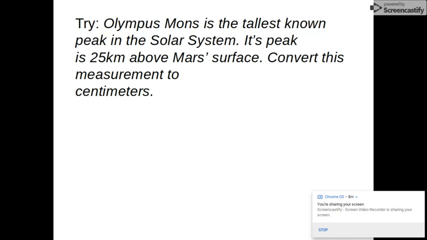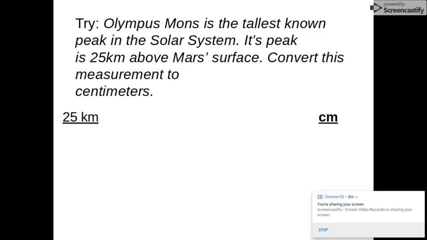Okay, so we are converting here. This is a word problem. You need to know, firstly, what are we doing in this problem? What is the goal for this problem? Well, we are converting 25 kilometers into centimeters. Okay, so firstly, we're building the bridge. What do we have to start out here? What is given to us in the question? Well, the value 25 kilometers is what's given to us.